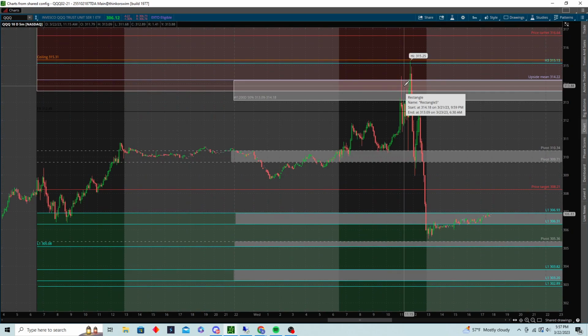Well, first off, FOMC started. We had a straddle. We had calls printed. Puts did not, so they kind of canceled each other out. And then after that, when we came up to this short zone of this 314.22, we got in shorts.